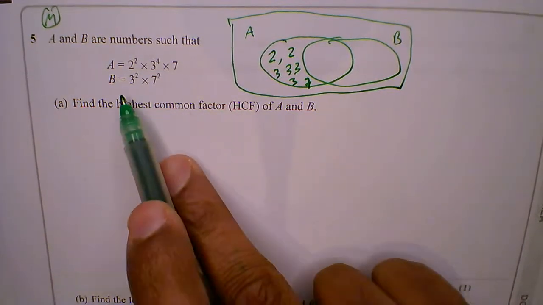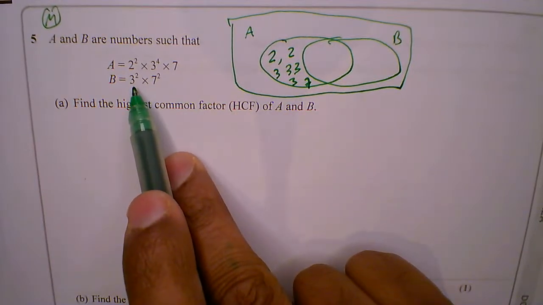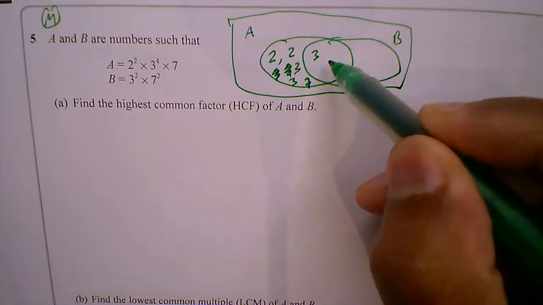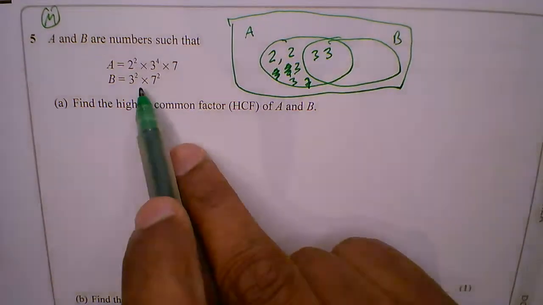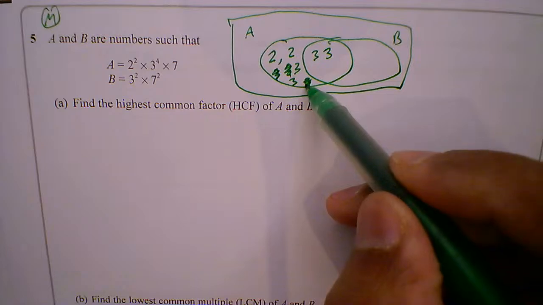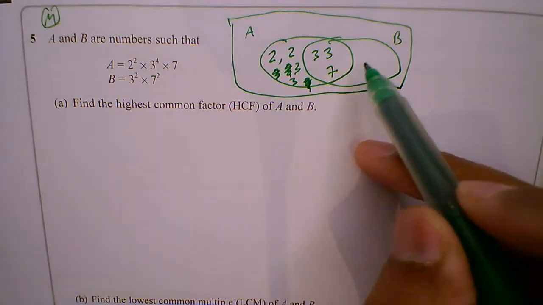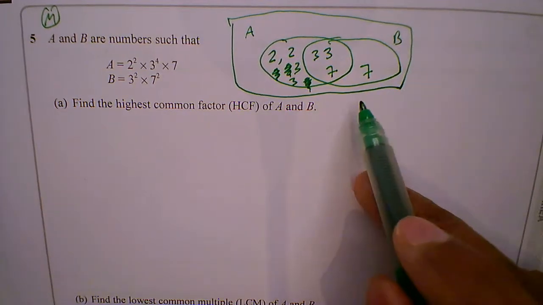Now every time a number happens in both, I'll remove it and put it in the middle. So you've got 3 squared, so 2 3s. I've got 1 3 I'm going to cancel, put here, and then the second 3 I'm going to put here as well because it's part of A and B. Then you've got 7 squared. There's 1 7 here, so I'm going to cross that one out and put that one here. So that 1 7 is shared between A and B, and then I've got the second 7 here. So I hope that makes sense.